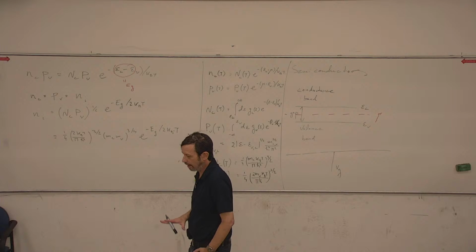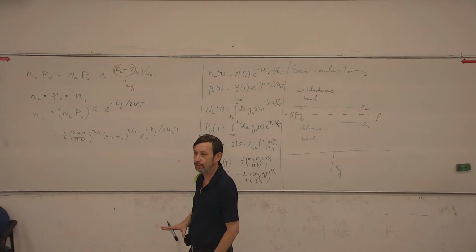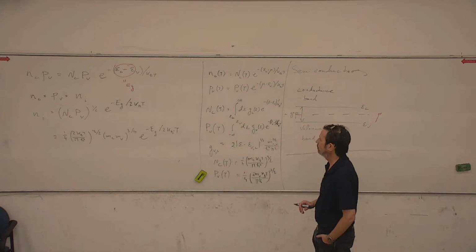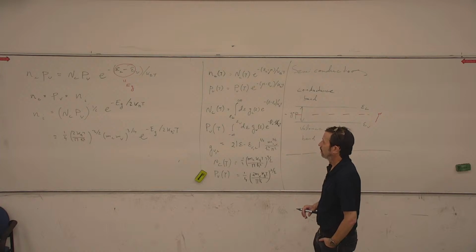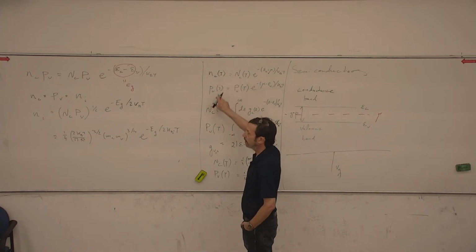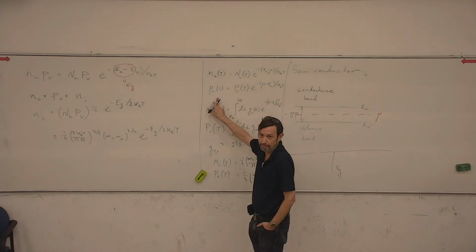Now we're in actually a good position to calculate mu. How can we calculate mu? Very simple. We will compare NC to PV. They have to be equal.